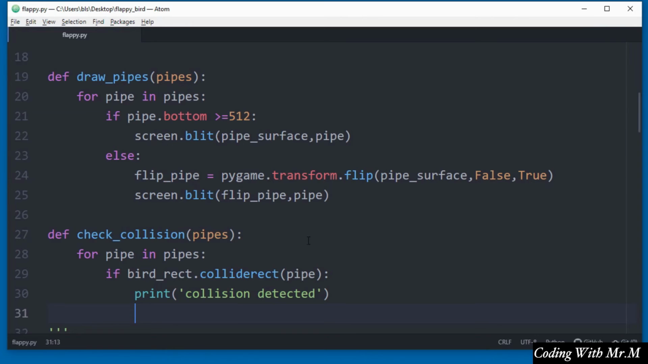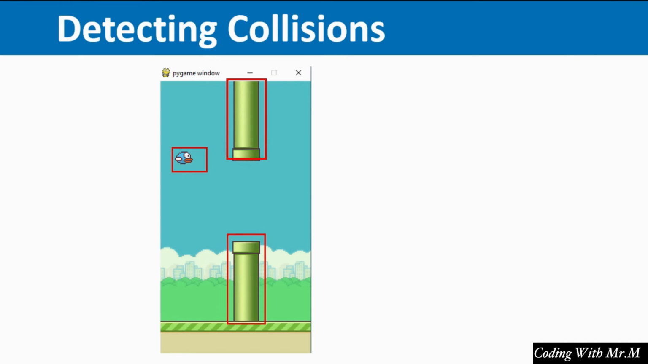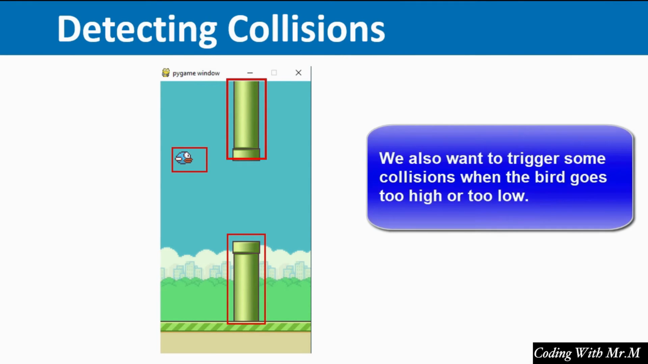So if we take a look at the code here on line 30, that's what I have specified so that I can check if there is a collision. We also want to trigger some collisions if the bird flies too high or too low. For this, we do not actually need collisions. We just need to check if the top of the rectangle of the bird is too high, or if the bottom of the rectangle is too low or too far down.